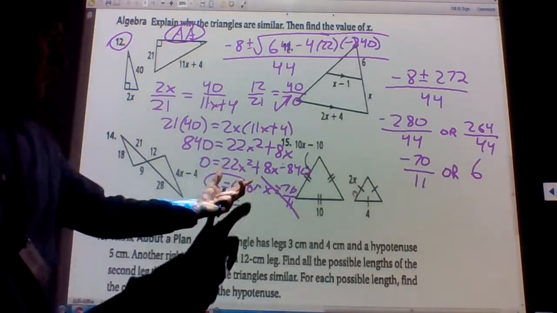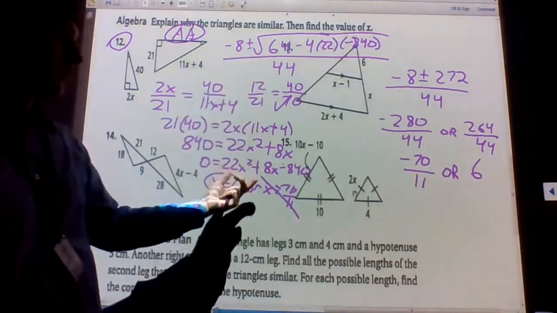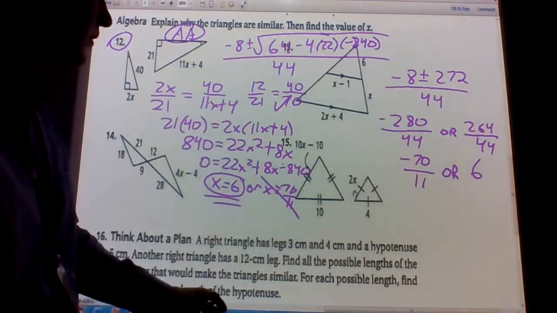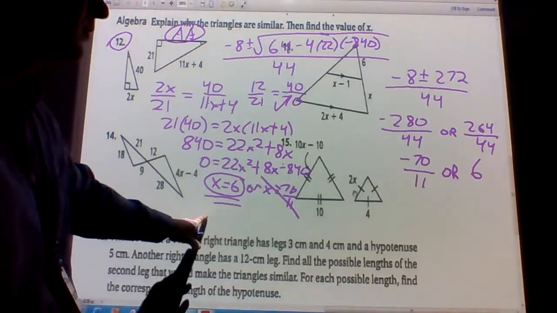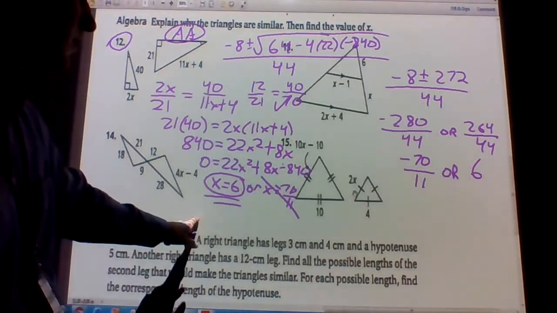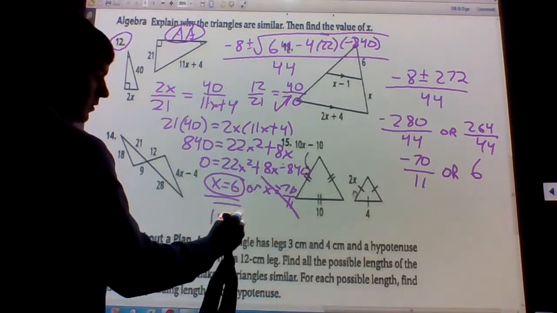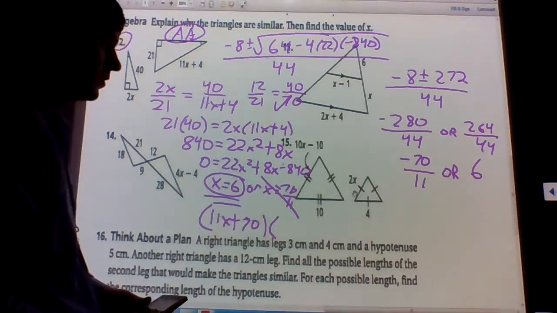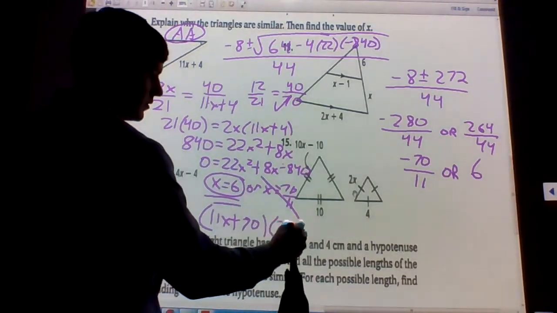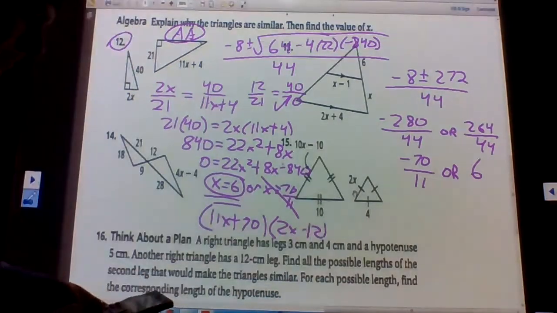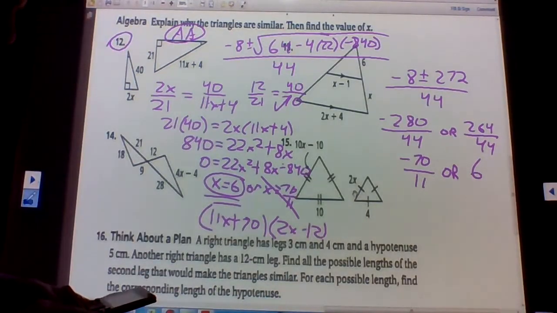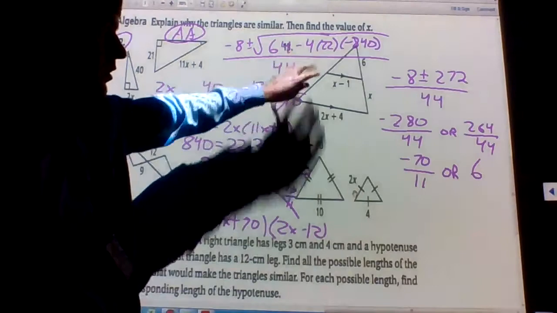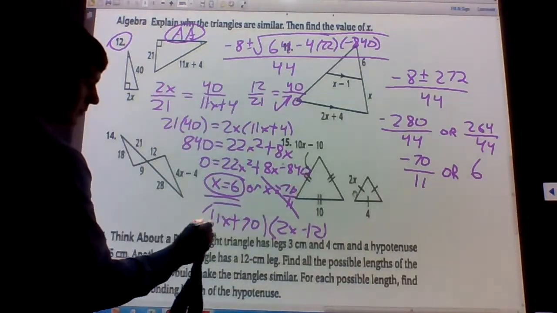Okay, so when you ran into this, I used the quadratic formula because it was going to be too hard to factor. I mean, it would have been hard to figure that out. You would have had 11x plus 70. So one of them would have been 11x plus 70, and the other one would have been 2x minus 12, right? Yeah. These would have been your factors. So I just used the quadratic formula because it was much easier. Okay.